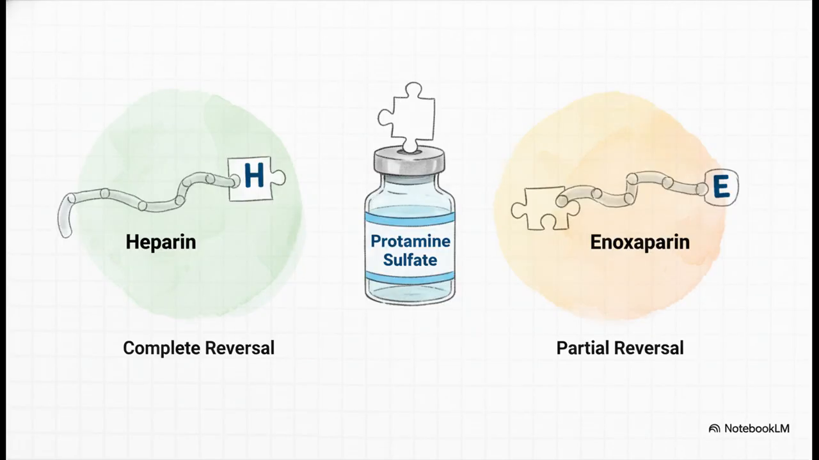So, what happens if your patient starts bleeding? What's the plan? The antidote is protamine sulfate. Think of it like a perfect key for a lock when it comes to standard heparin. It gives you a complete reversal. But, and this is important, notice it's only a partial fix for enoxaparin. It just doesn't work as well because of Lovenox's different structure.